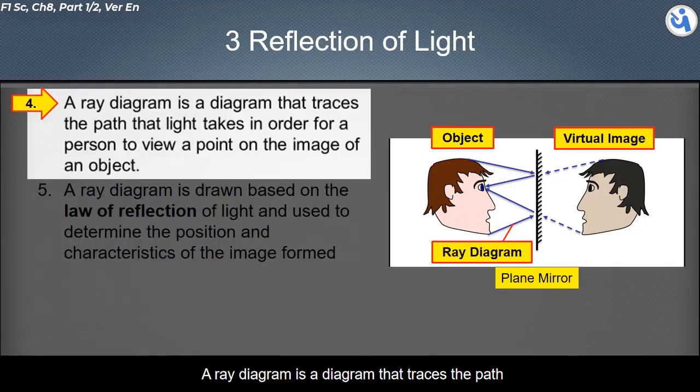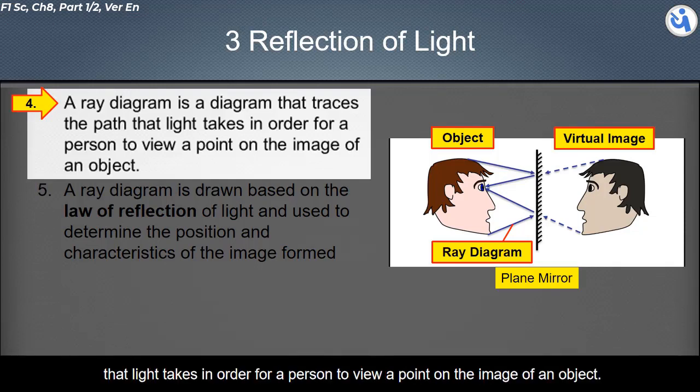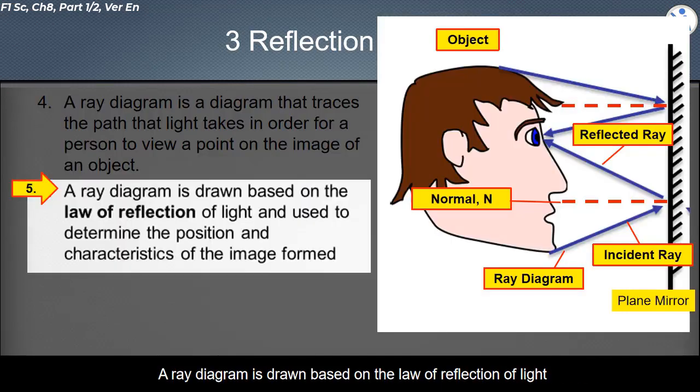A ray diagram is a diagram that traces the path that light takes in order for a person to view a point on the image of an object. A ray diagram is drawn based on the law of reflection of light, and used to determine the position and characteristics of the image formed.